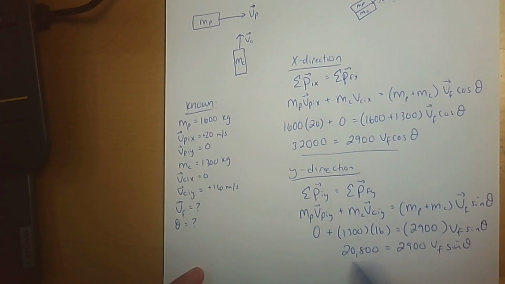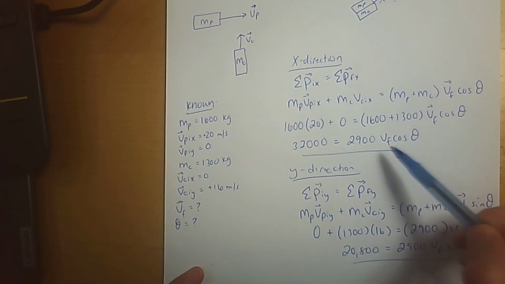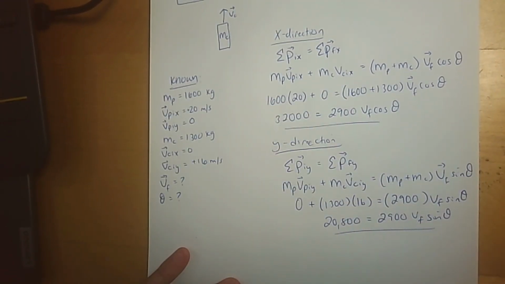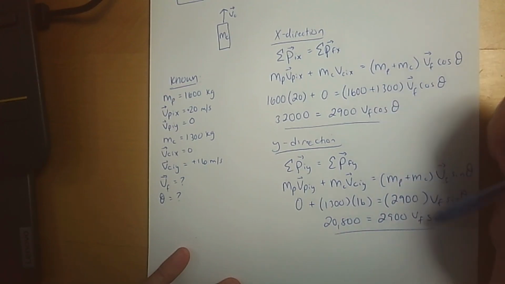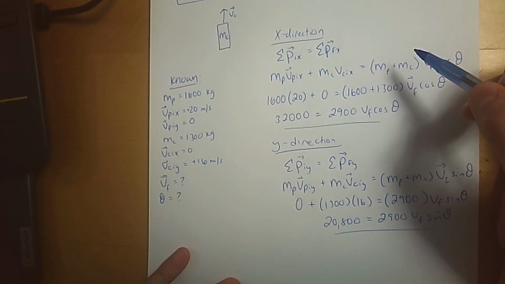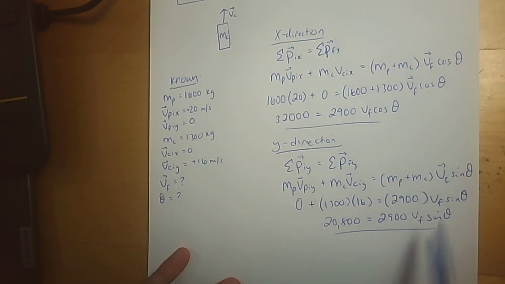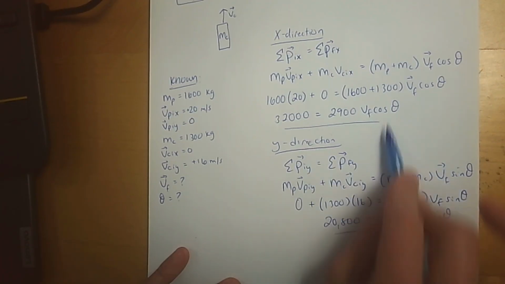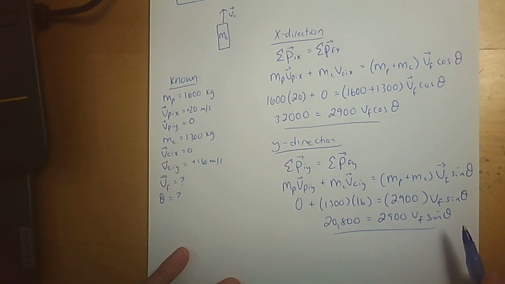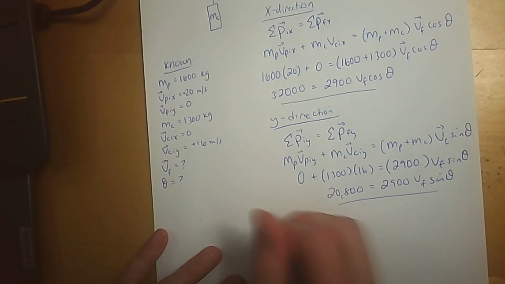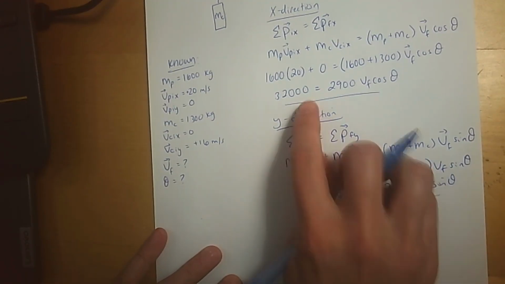So I have these two equations, and I have two unknowns, right? V final and theta. I'm going to try to use some algebraic methods to start figuring out what each of these stand for. Now, I can divide out 2,900 times v final. They're on both sides. So if I divide this equation by this equation, I'll get sine theta over cosine theta, which is equal to tangent theta. And it will also cancel out these values, which would be useful for me. So I'm going to go ahead and divide this by this.